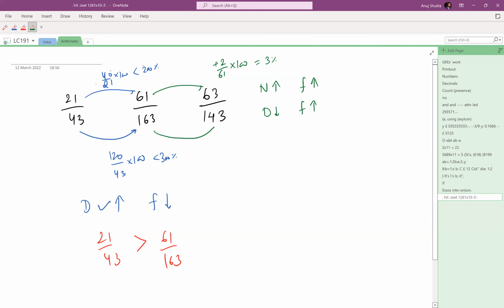You don't need to find the percentage. Why? The fraction will be more. Means we can say 63 by 143 will be more than 61 by 1. Clear?